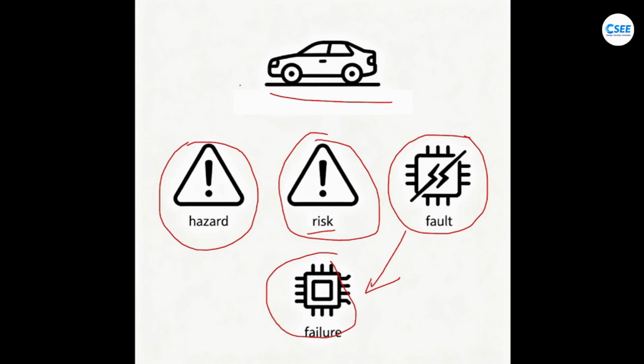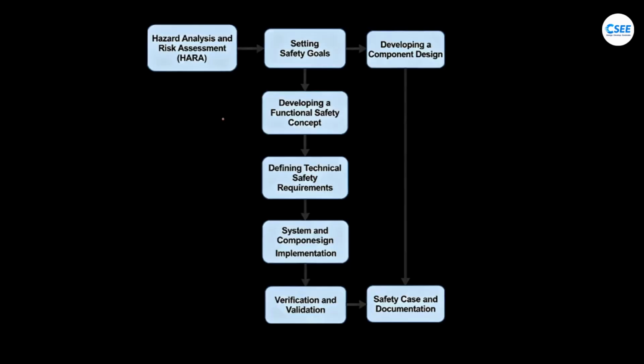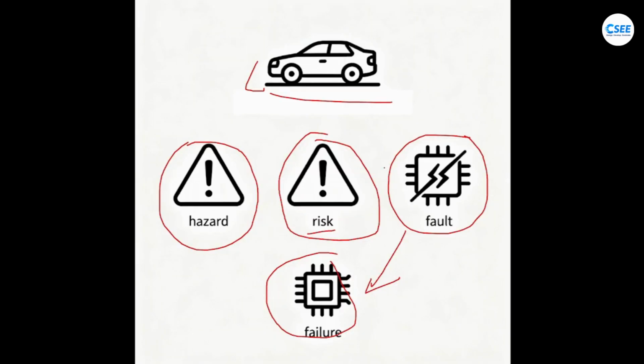Some systems include redundancy, meaning they have backup components to take over if primary ones fail. Diagnostic coverage describes how effectively the system can detect faults, and latent faults are hidden faults that remain undetected for some time but could still cause harm later.